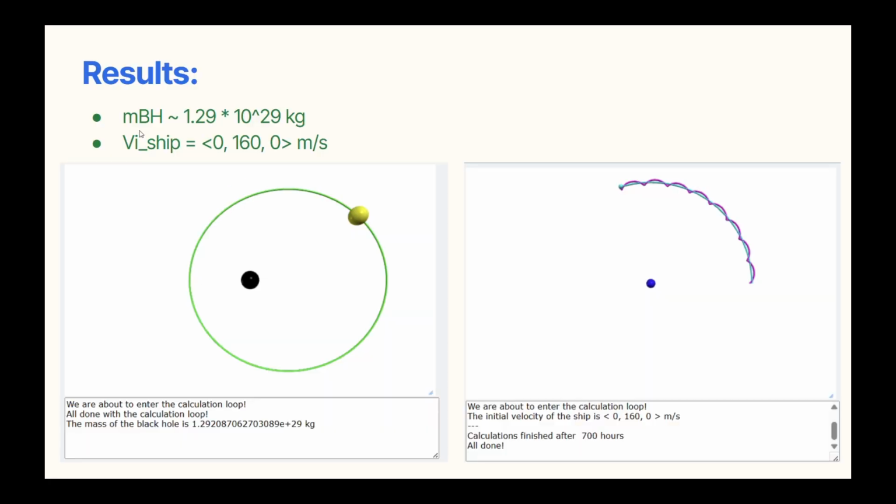Our results are that the mass of the black hole is approximately 1.29 times 10 to the 29 kilograms. And the initial velocity of the ship that worked, and the one that was used for this experiment, was 160 meters per second in the y direction.